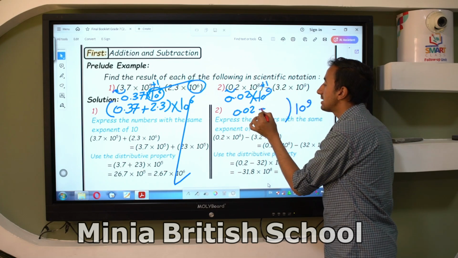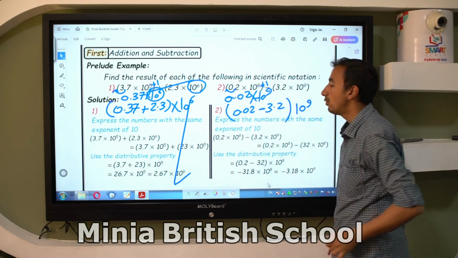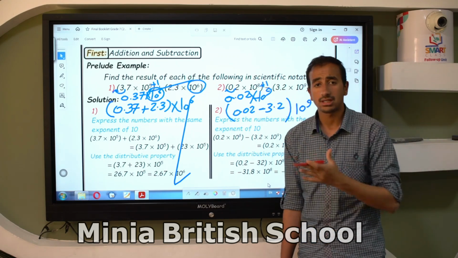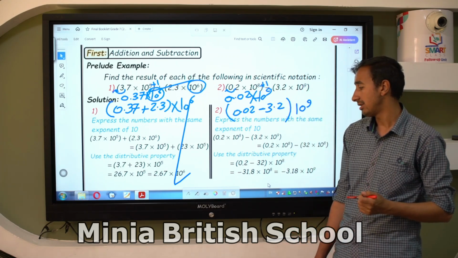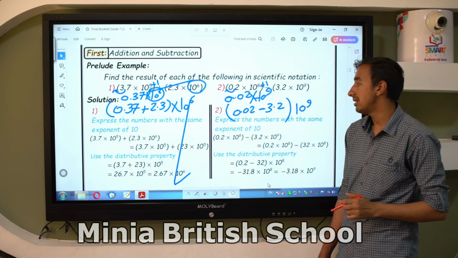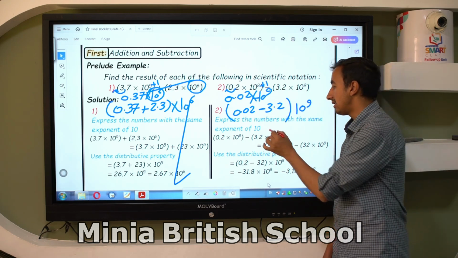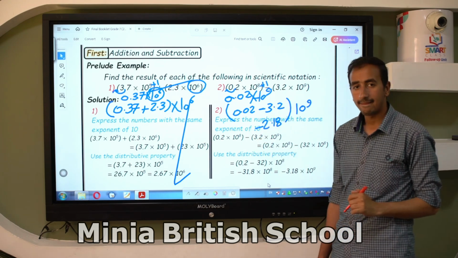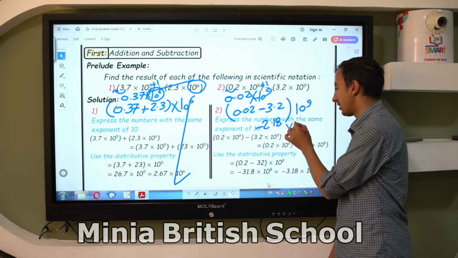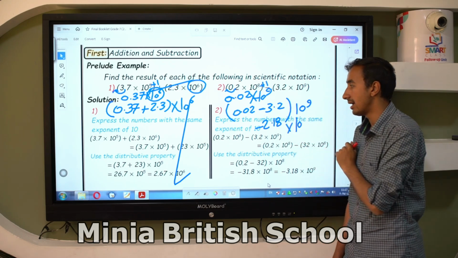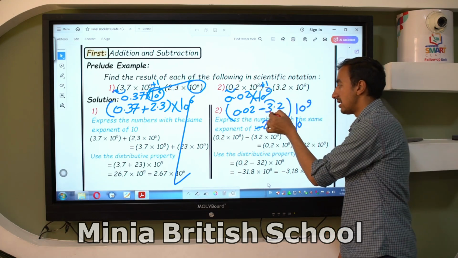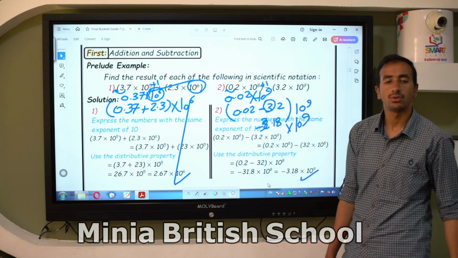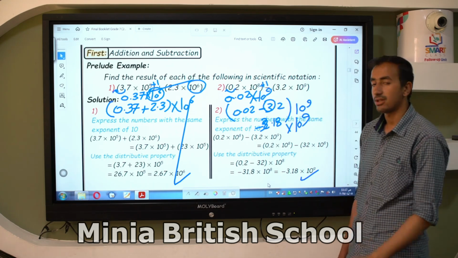0.02 minus 3.2. 3.2 minus 0.02 is equal to 3.20 minus 0.02, which equals 3.18. Okay, so I can write here negative 3.18 times 10 power 9. The answer will be negative 3.18 times 10 power 9.